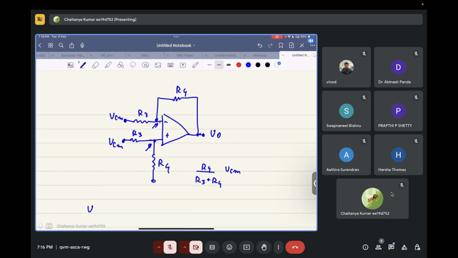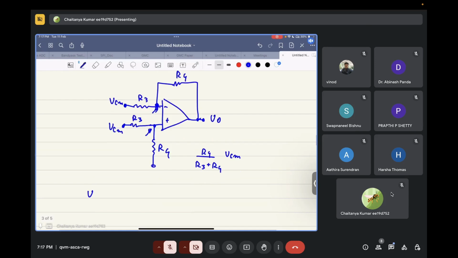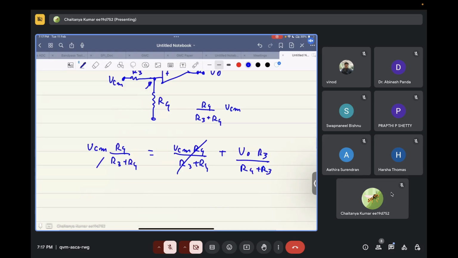So this is the same node as the negative terminal. So this will be equal to R4 upon R3 plus R4. Using superposition of the resistor divider, this is equal to VCM R4 upon R3 plus R4 plus V naught R3 upon R4 plus R3. So these two get cancelled out and V out is equal to 0.